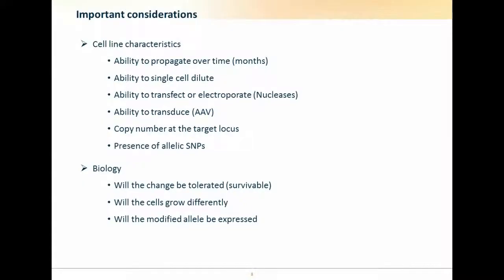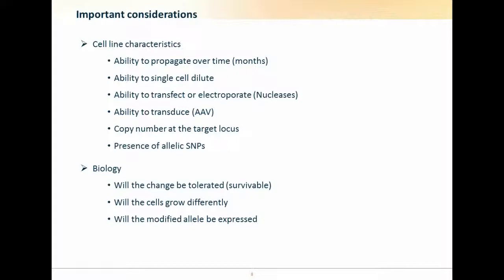Among the important considerations is something that gets overlooked a lot, and that's really the cell line characteristics. The cell line that you plan to use for this needs to have certain characteristics in order for success to be achieved. One of the important characteristics is the ability to propagate this cell line over time. So primary cells, at least currently with those methods that are available, are not amenable to this type of genome editing. The reason for that is you have to be able to propagate these over months. And the second point here, the ability to single cell dilute, is a key issue.